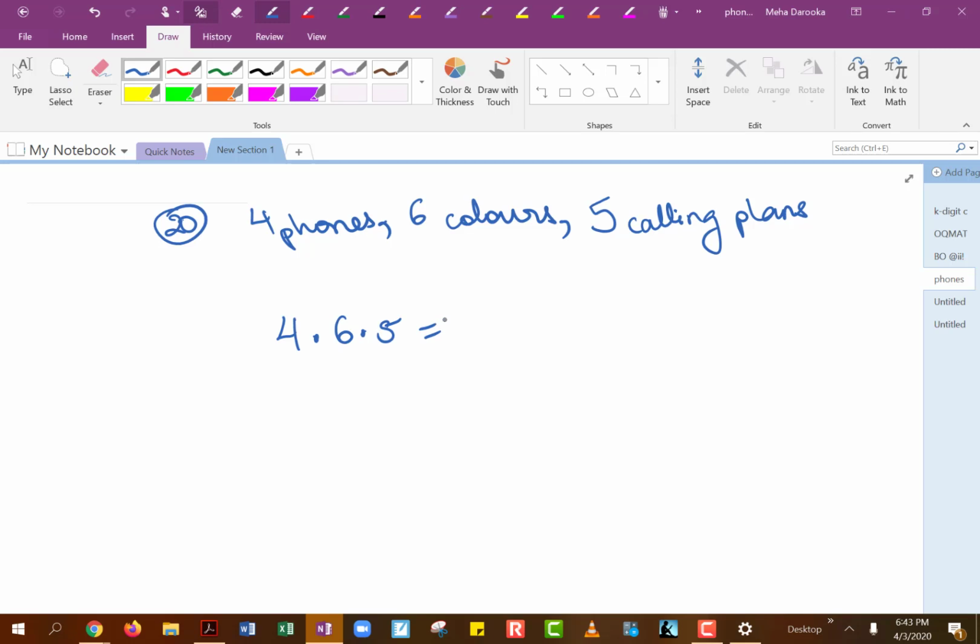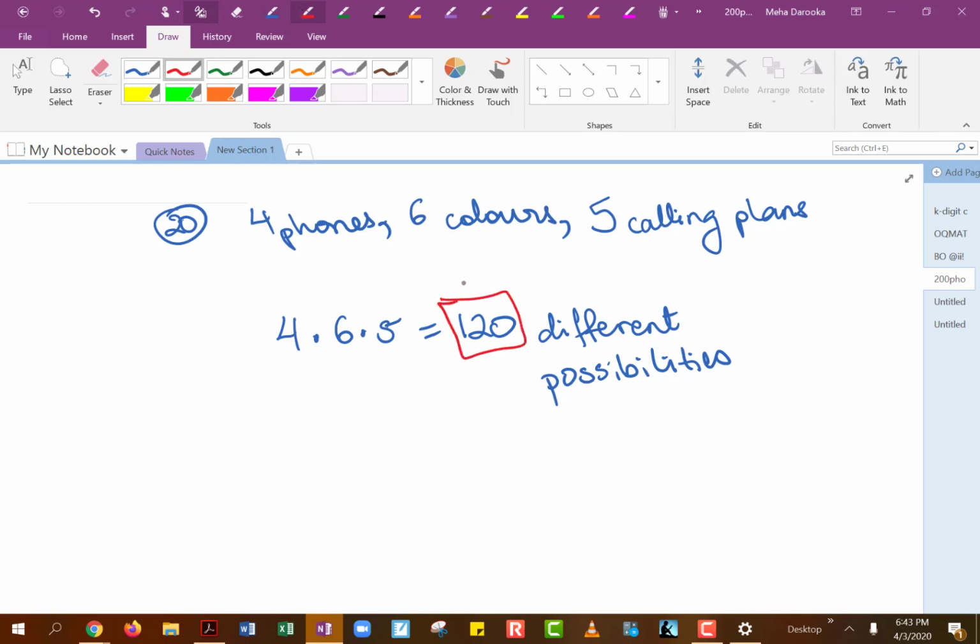So you can choose one phone, one color, and one calling plan, and based on that you would have 120 different ways that you could select those. Okay, so pretty straightforward, right? But like I said, just be careful about, just because they said how many combinations are there doesn't mean they were actually asking you to use the combination rule.